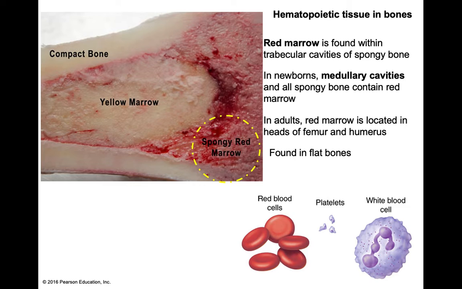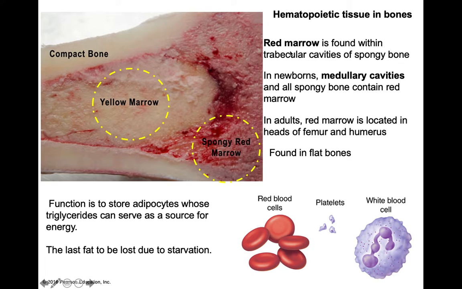In newborns, all the medullary cavities are red marrow in the beginning. As you grow and become an adult, red marrow starts to shift and move out to the heads of the femur and humerus, except in flat bones. That's all red bone marrow. So in your femur and your humerus, in the middle, you're going to have yellow marrow, and that's a storage site, right? So in your red marrow, all your cells start off right there.